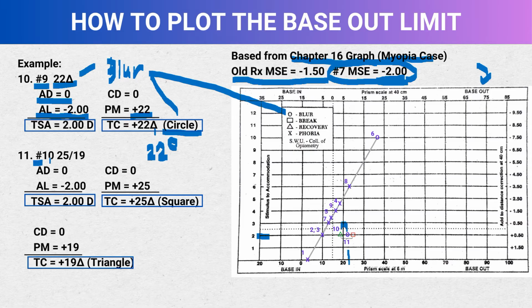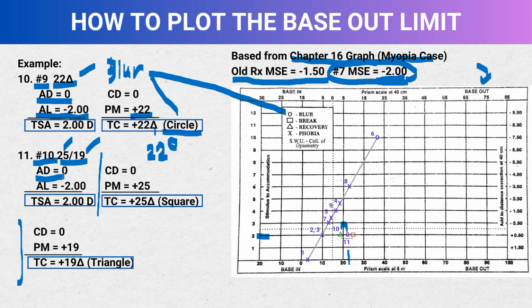The next is our number 10, which is 25 over 19. 25 is our break and 19 is our recovery. What does that mean? Magdoble taog buhat aning sa CD PM kay duhaman ang prism measurement.